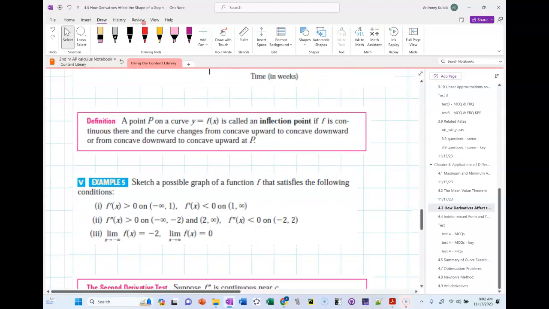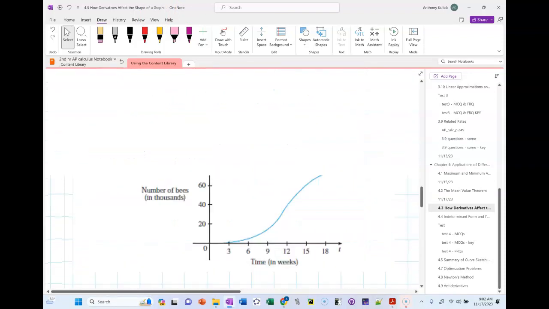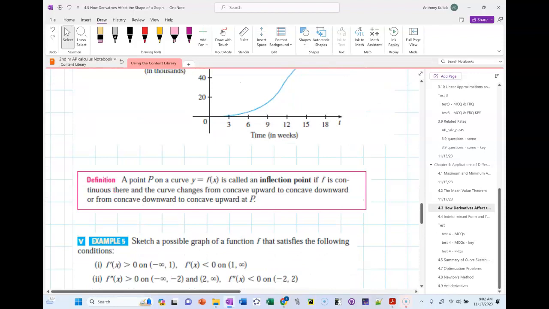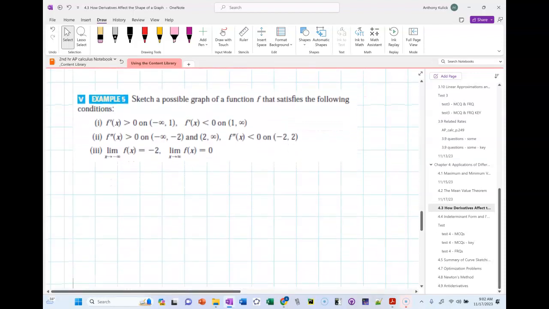And we call some point on our curve an inflection point if we change from concave up to concave down or concave down to concave up. There's a change in concavity. So if we wanted to, we can use this kind of information to sketch a possible graph.